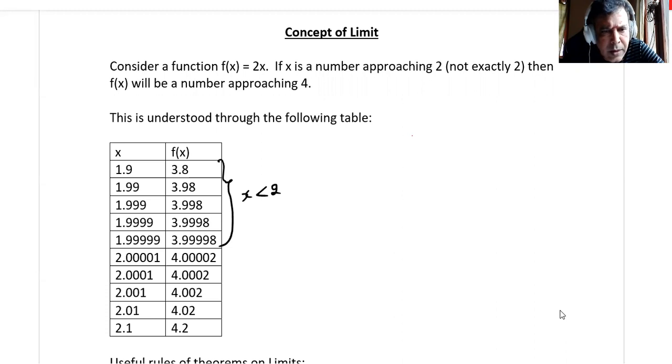If we look into these values here, whatever x values are there, they are just lesser than 2. And here we may notice x is greater than 2. And when x approaches very, very near to 2, this f of x is also very, very near to 4. Similarly here, when it approaches from the positive side very, very near to 2, f of x becomes 4. So the first one, we call it the left hand limit.